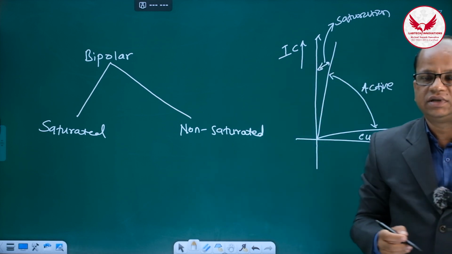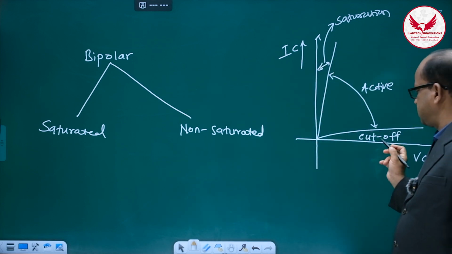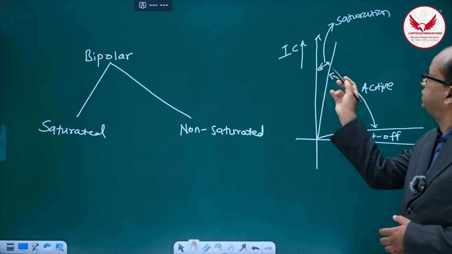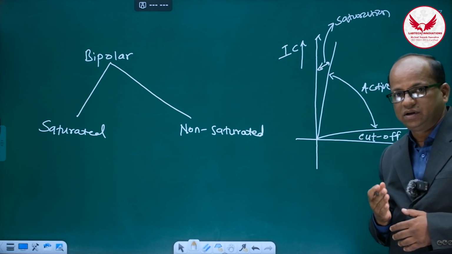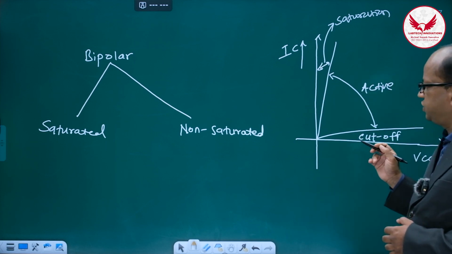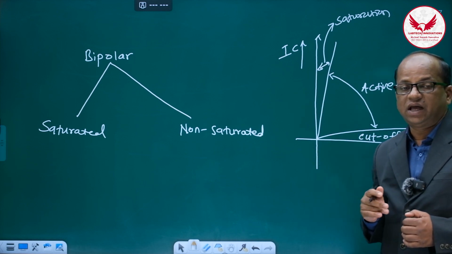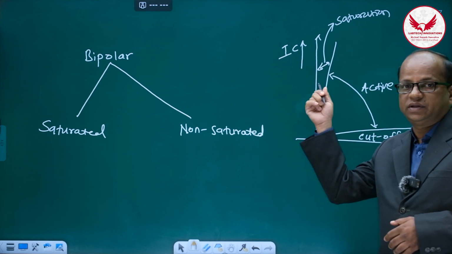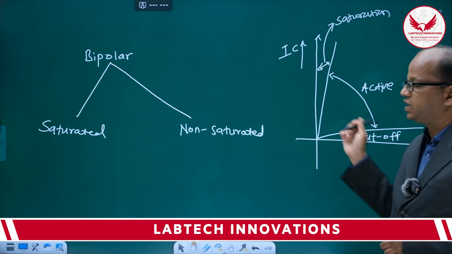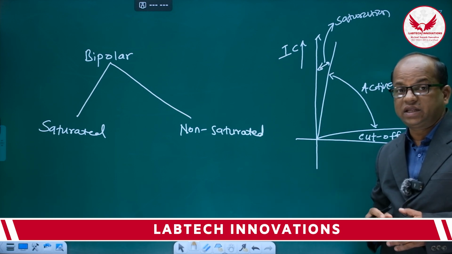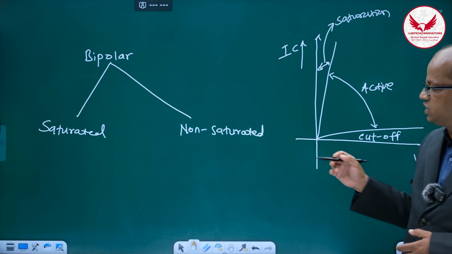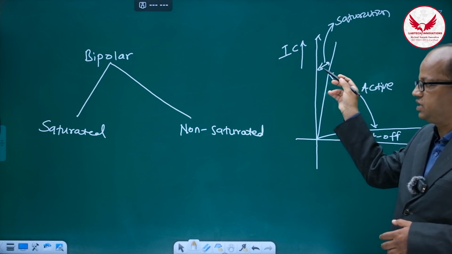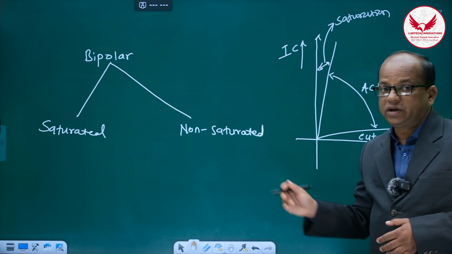So the transistor operates in three regions. First is cutoff, that means the transistor is completely off. Active means the transistor is on, and saturation means the transistor is in the saturation region. Here we want to use this transistor as a switch. That means it should be either in the cutoff region or in the saturation region. In between, we will not use the transistor in the active region. So saturated means the transistor is used in the saturation region. Non-saturated means not in deep saturation.